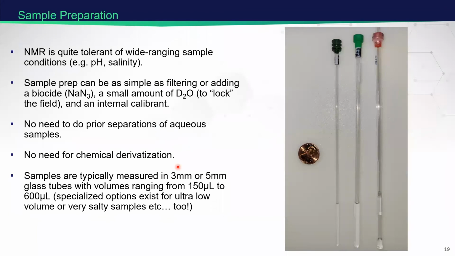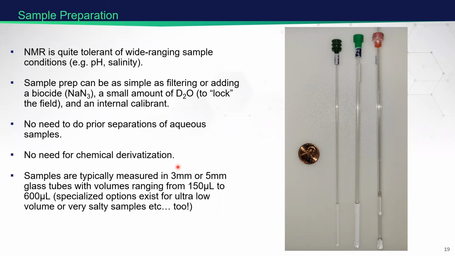So on the topic of sample preparation, NMR is quite tolerant of wide-ranging sample conditions, can handle low and high pHs and even high salt situations. A lot of times, sample prep can be as simple as filtering a solution or adding a biocide and a calibrant and a small amount of D2O or deuterated water if we're in aqueous solvents, which you are a lot. I'll say something about that later when I get to the instrument setup. We don't need to do prior separations of aqueous samples. There's no need for chemical derivatization. And if we're working with tissues or extracts, you know, the common techniques like MPLEX, we can take those samples and use those in solution state NMR, and we do that quite often as well.